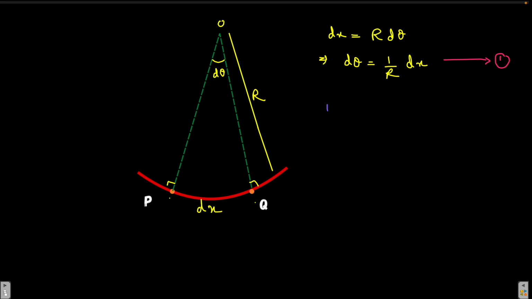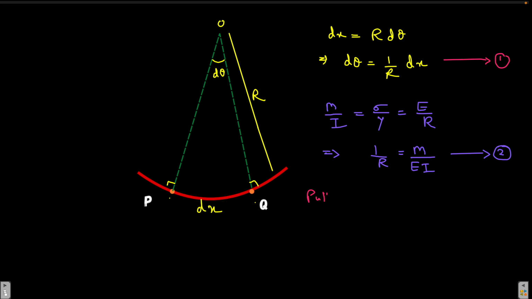So flexure formula says that M by I is equal to sigma by y is equal to E by R. Now from this formula, we are considering these E by R and M by I. If we consider these two values, from here we can write 1 by R as M by EI. This is from flexure formula. Let this be equation number 2. Instead of 1 by R, we'll write M by EI.